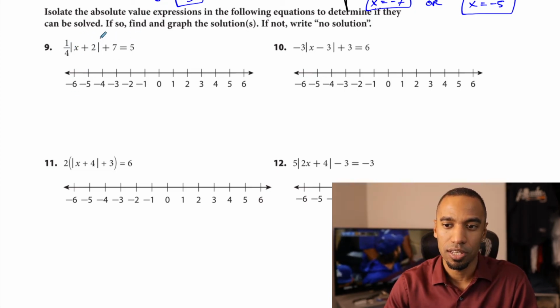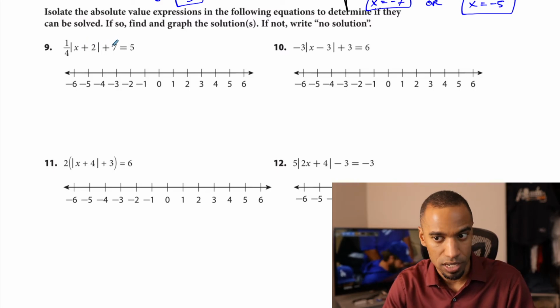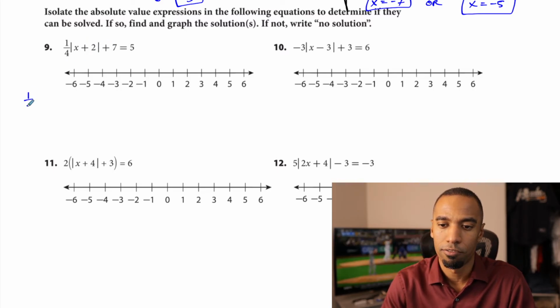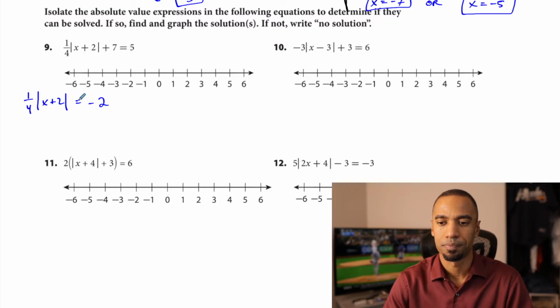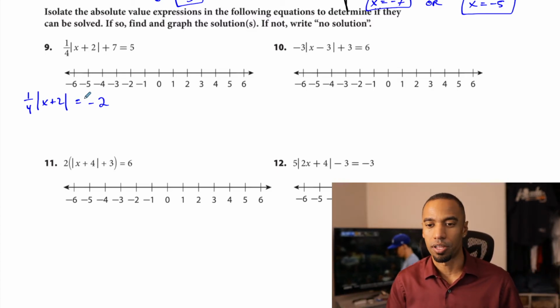Just like before, guys, isolate the absolute value expression. I'm going to first subtract 7 from both sides, and I'm going to get 1/4 times the absolute value of x plus 2 equals 5 minus 7 is -2. Okay? All right, we're starting there.